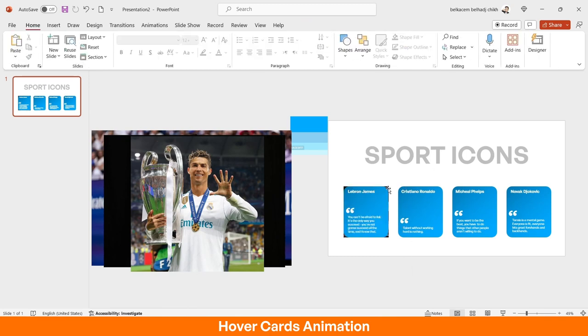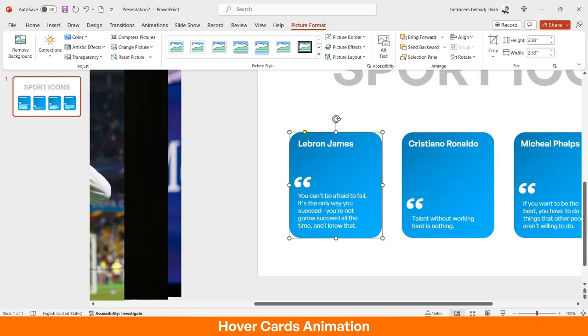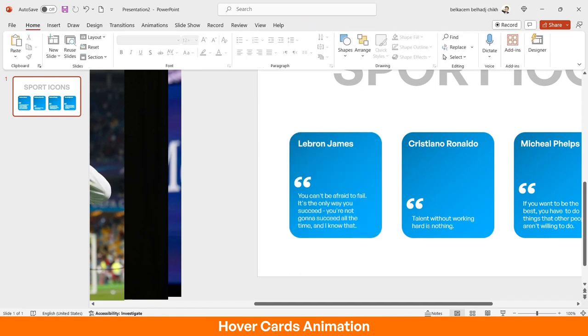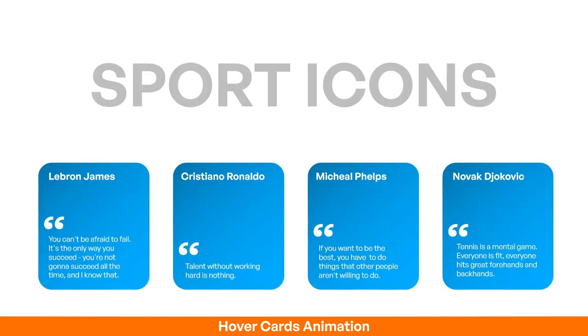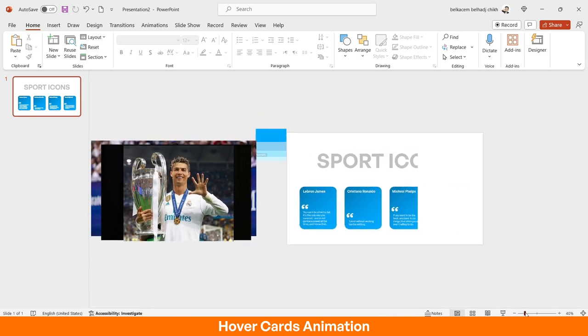After that, we need to take care of those edges. Let's choose a rounded corner rectangle shape for the picture. And here I'll adjust the corners of that picture. Well, this is it. And I'll repeat the same steps for the other pictures.